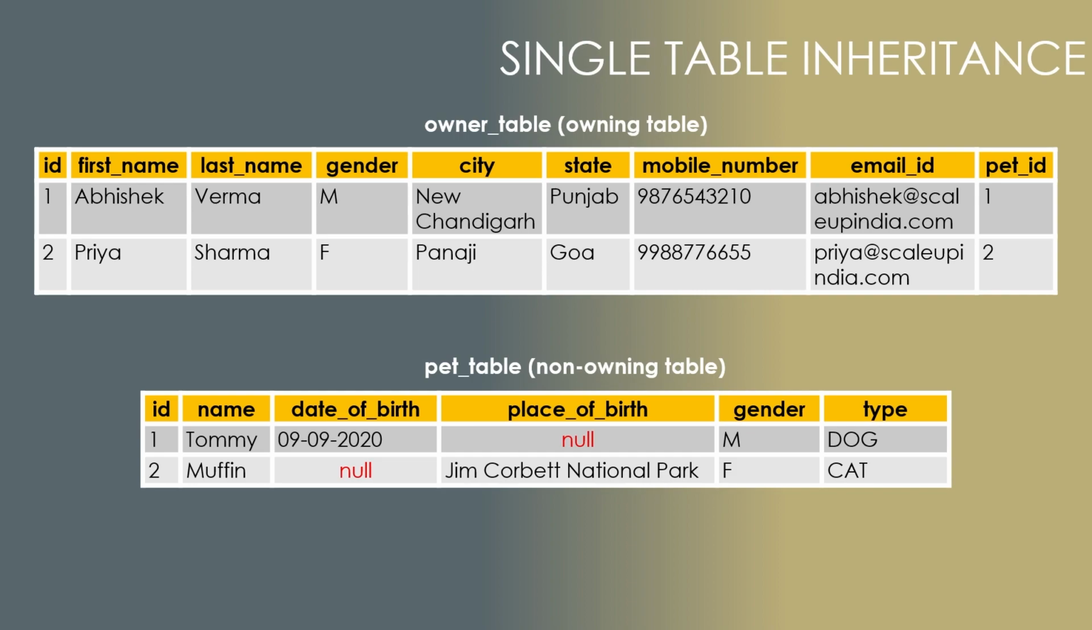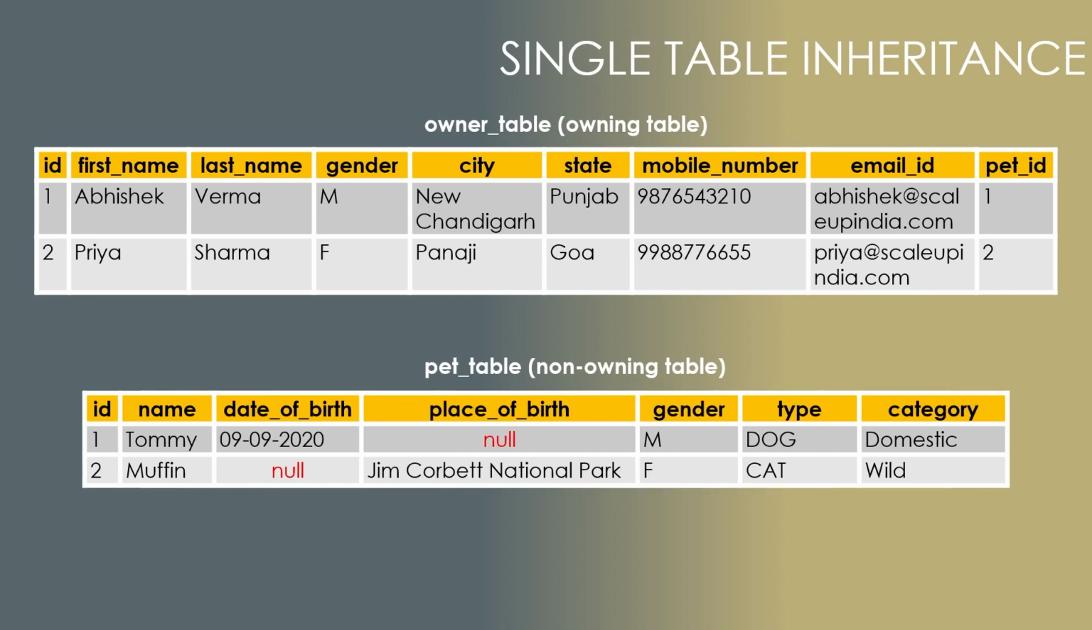So what we will do is distinguish them with the help of single table inheritance, and here we will add a category column. Here you may think we need to provide this in the input, but that is not the case. I will show you in the code how we are going to perform this. In the category part, if it is domestic, we will only take care of the date of birth, and if it is the wild category, then we will only talk about the place of birth. Other things will remain common here.